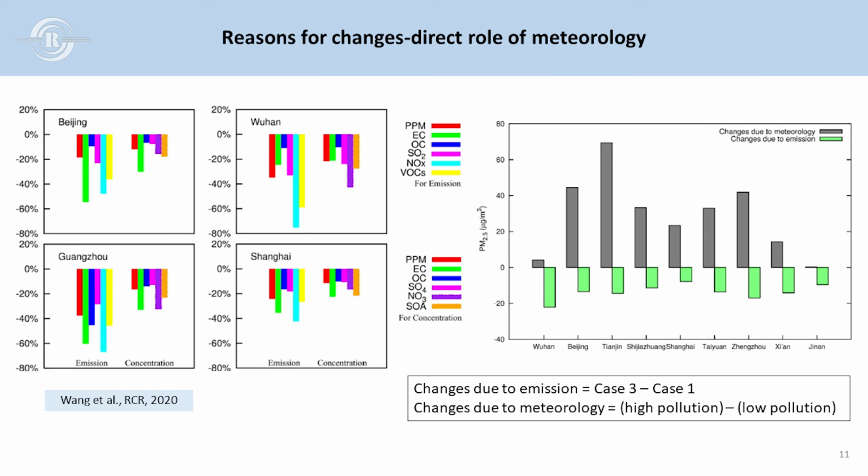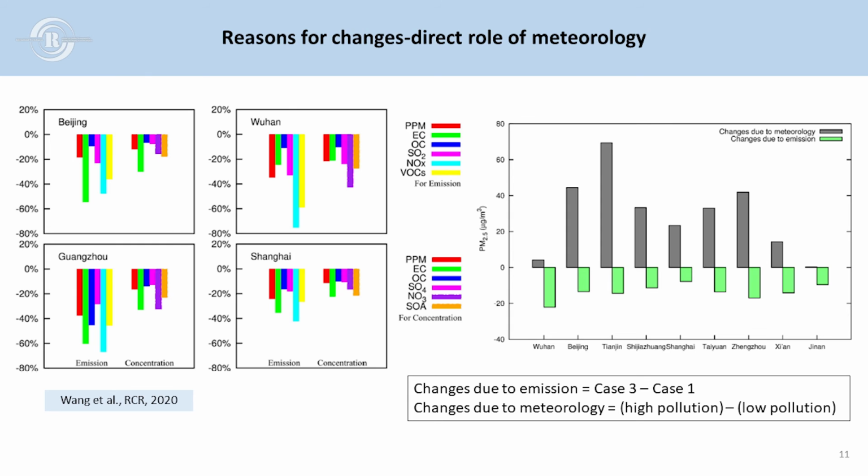So we also look at the changes due to the meteorology and due to the emission in different ways to the total PM2.5. We can see that the meteorology in the COVID-19 episode in China actually plays a very important role. If there was no emission reductions, the PM2.5 concentration could have increased by more than 60 microgram per cubic meter in Tianjin, and more than 40 in many cities. Only in Jinan and Wuhan, there's no direct effects.